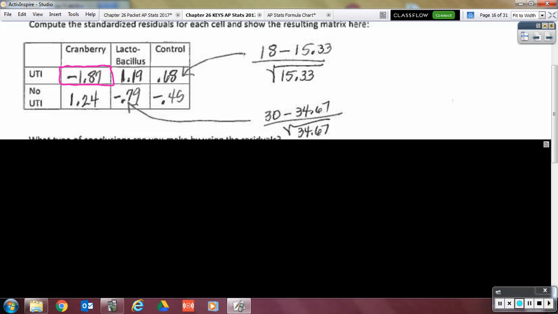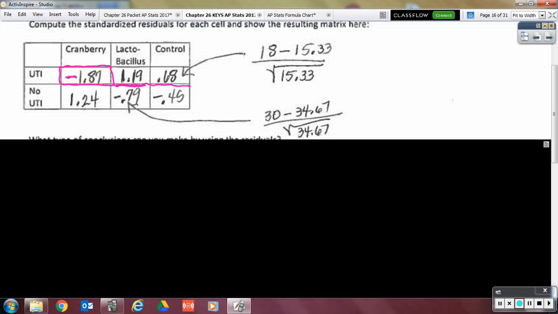Yes, the fact that this is negative indicates that it is happening less than expected. And then look at these two right here. Both of these are positive. So both the lactobacillus and the control groups are getting urinary tract infections at a higher rate. Furthermore, which is worse of those two? The higher one, which is the lactobacillus group. Do you see how doing the standardized residuals lets you get more detailed information about each component?